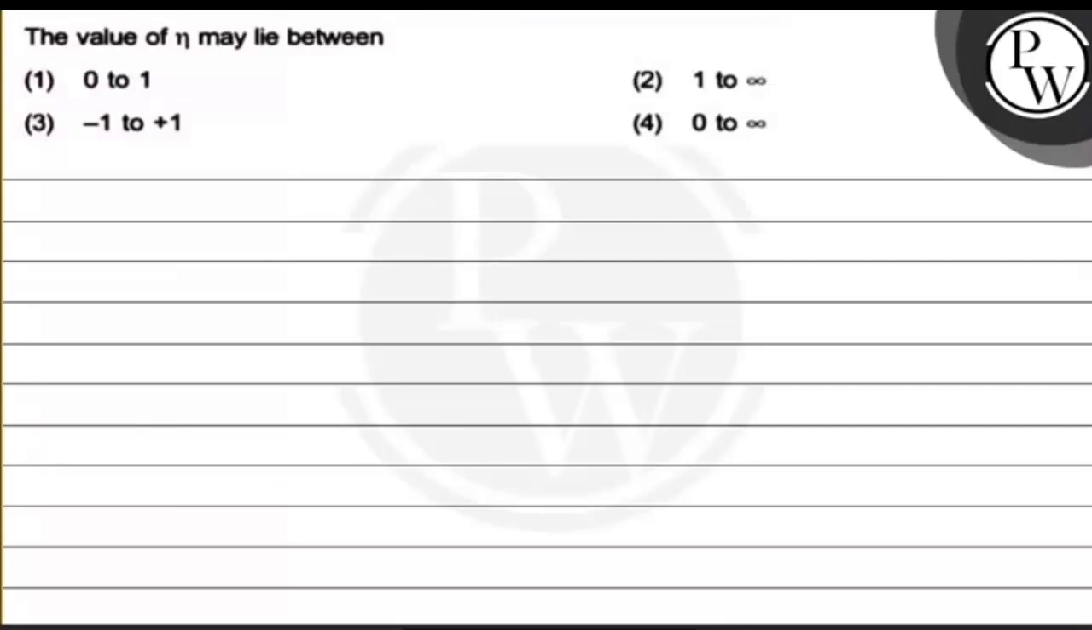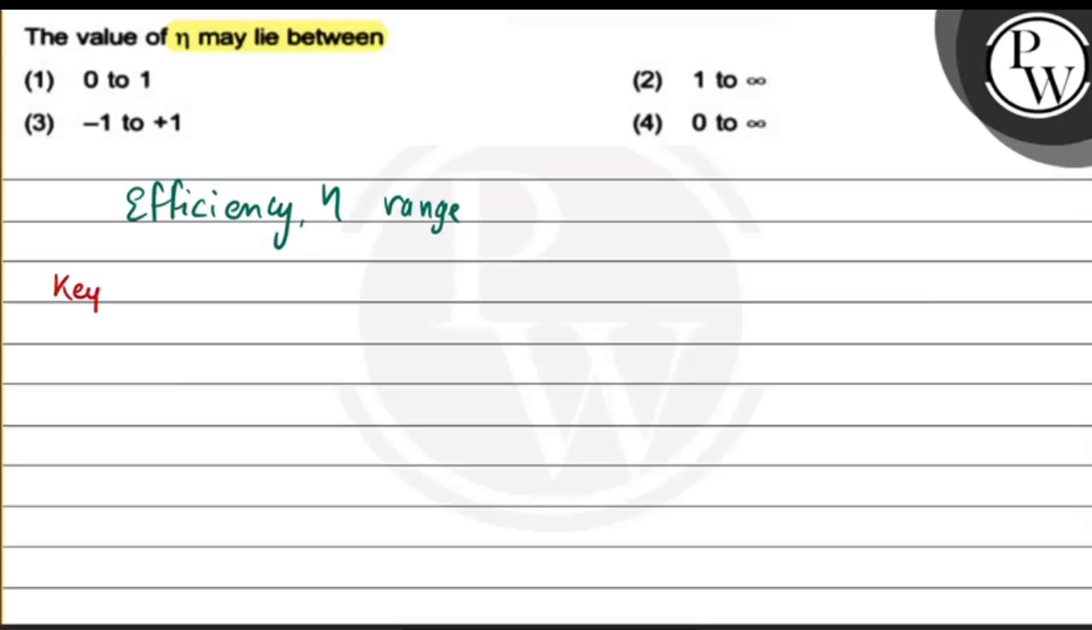The question says the value of eta may lie between 0 to 1, 1 to infinity, -1 to +1, and 0 to infinity. तो बच्चों इस क्वेश्चन में हमको पूछा है कि जो eta हमारा एफिशिएंसी है, उसकी रेंज क्या होगी? Efficiency eta range. Okay, so how to find this range?